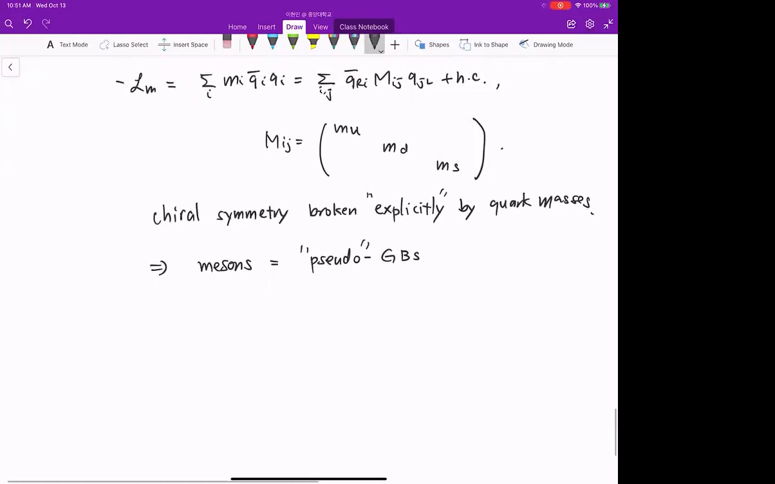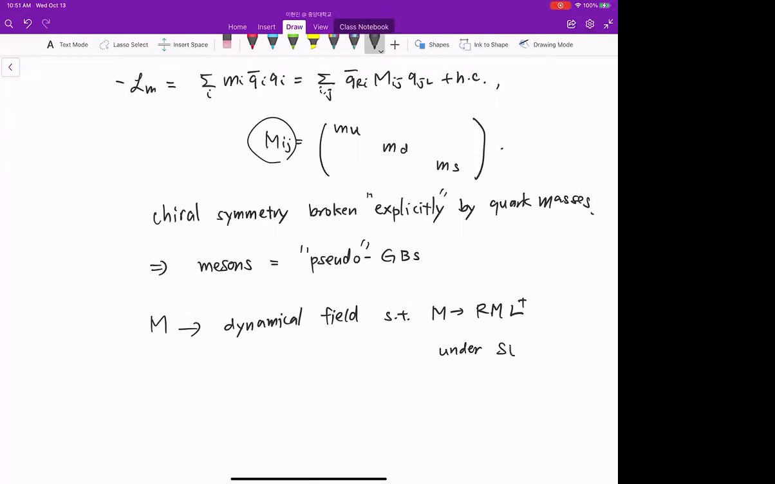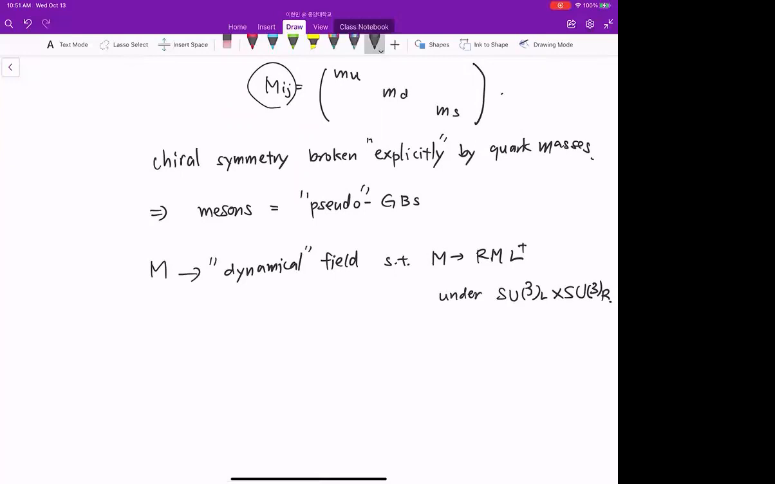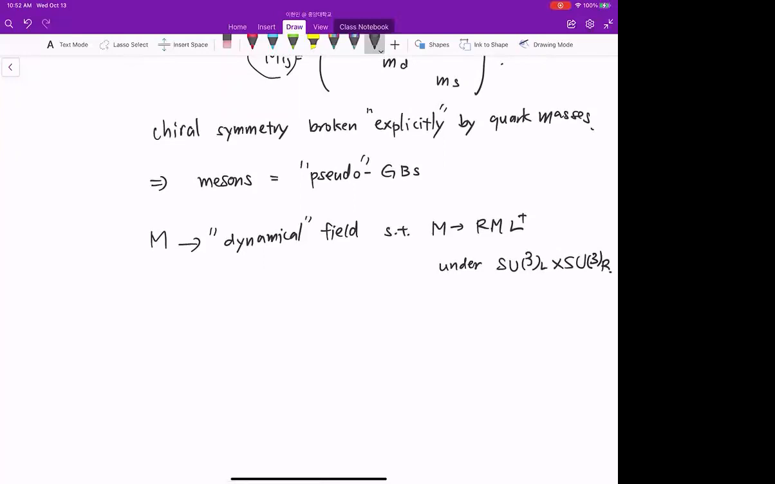And this quark mass matrix, if you promote it to a dynamical field, such that M transforms this way under the previous transformation, then maybe this guy transforms in this particular form, and we call this the spurion. Then in this case, Q bar Q is chiral invariant. So this is R L.